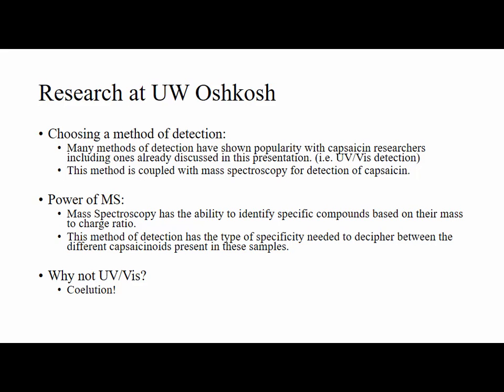All right, so next I had to choose a method of detection. There are many different methods of detection which show popularity, especially with capsaicin research. Two that I've already discussed in this presentation, if you noticed, would be UV vis detection as well as mass spectroscopy. But for this method, I did couple with mass spectroscopy. And this is due to the powerful abilities of mass spec. Mass spectroscopy has the ability to identify very specific compounds, and this is based on their mass to charge ratio. This method of detection has the type of specificity which is needed to decipher between all of the various capsaicinoids which are present in the chili pepper samples.